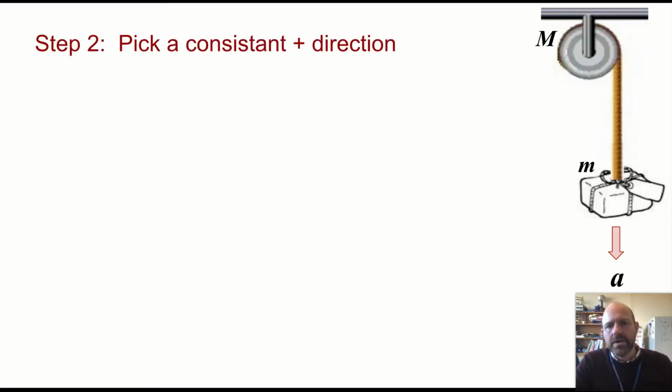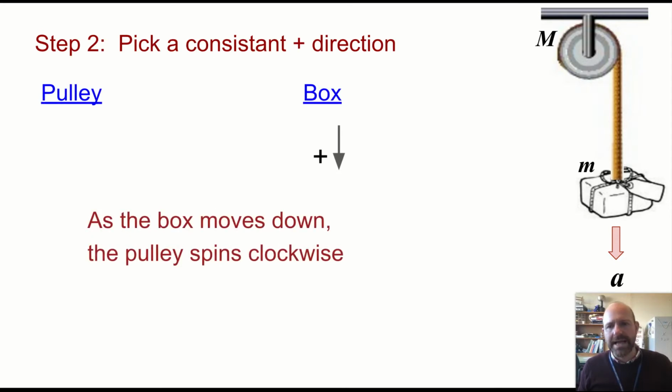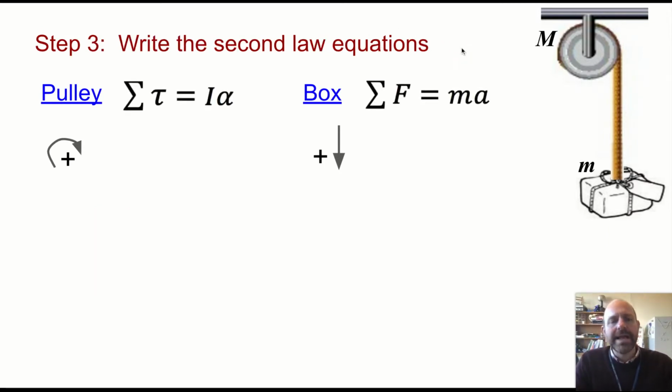So we want to pick a direction of motion, and I'm going to call downward for the box and clockwise for the pulley my positive, even though convention would be the opposite, because that's the direction it's all moving. We did this with Atwood machines as well. Next up, we write Newton's second law equations. Net torque is I alpha. Net force equals ma for the box.